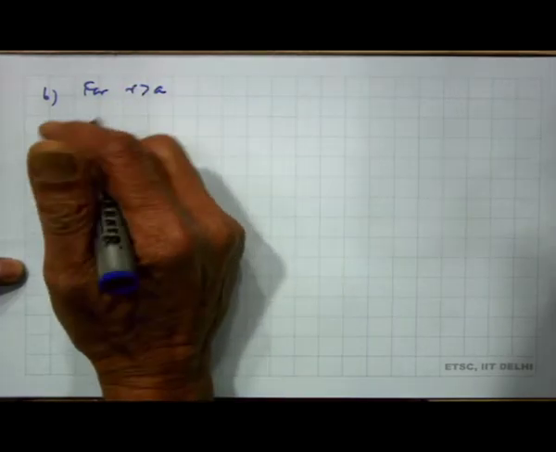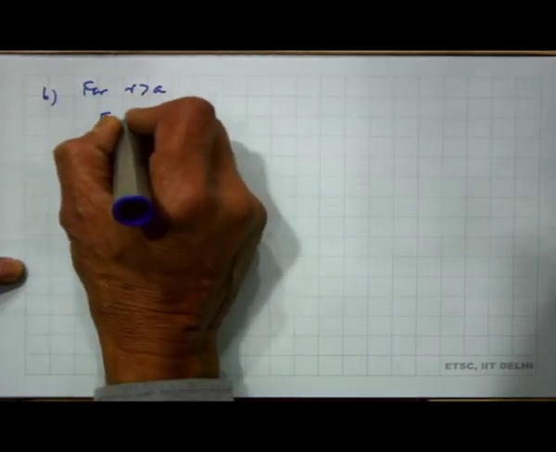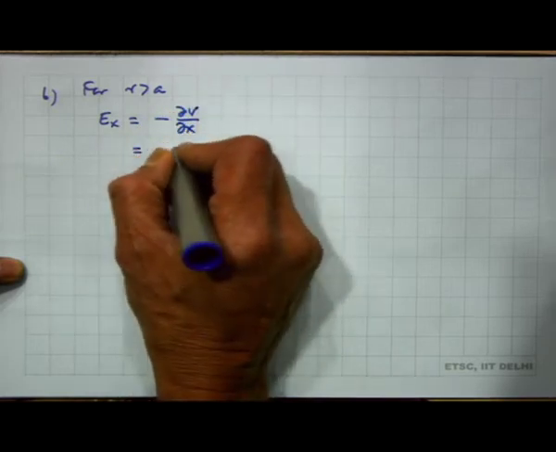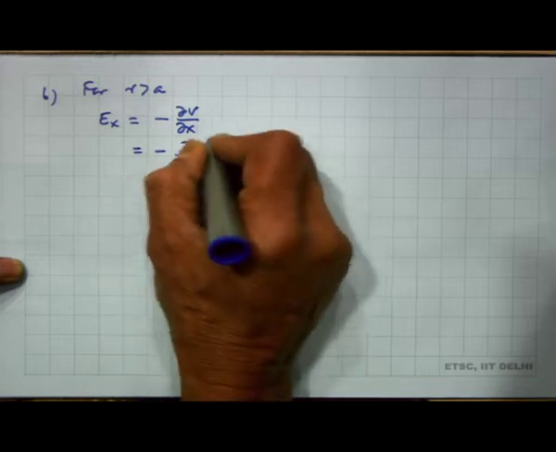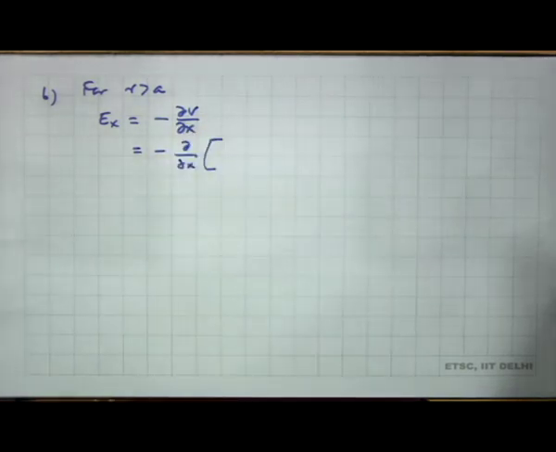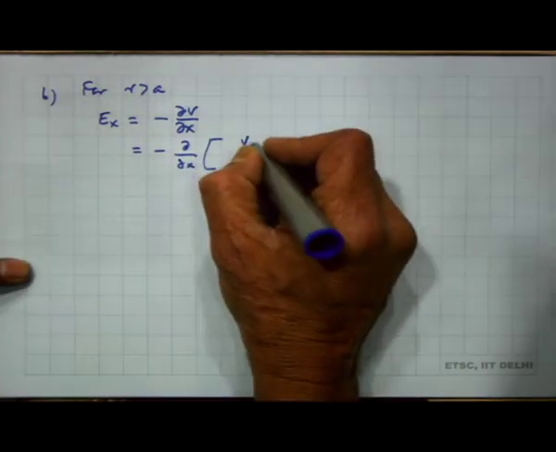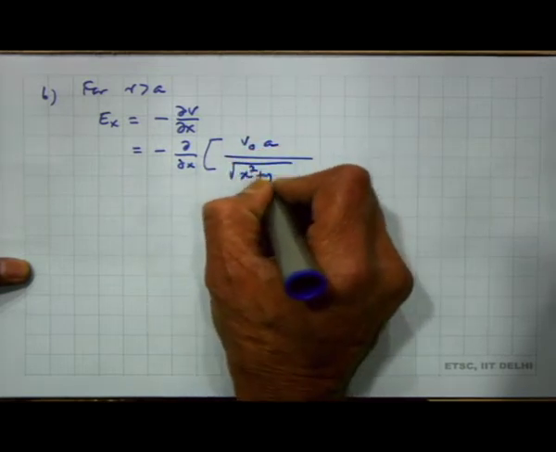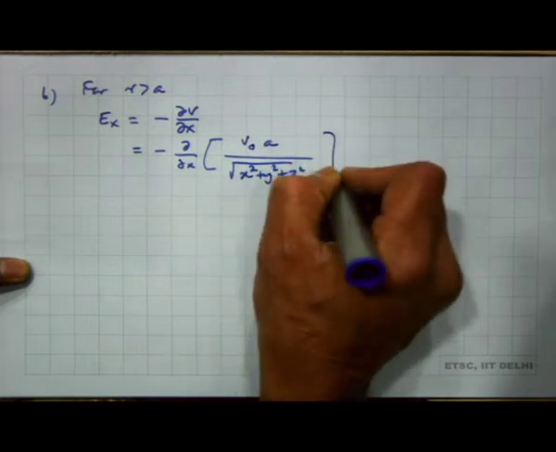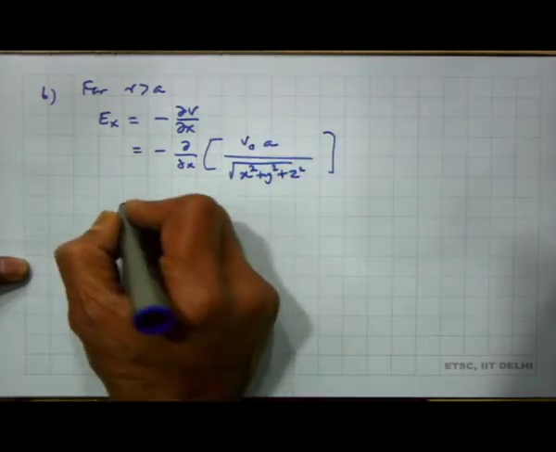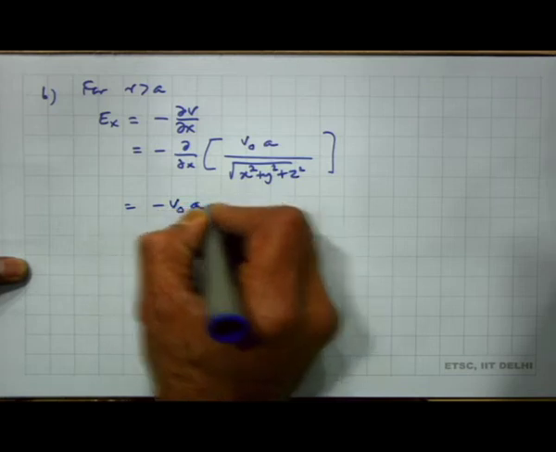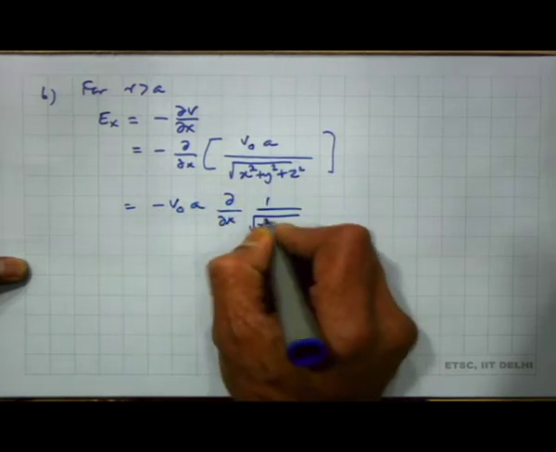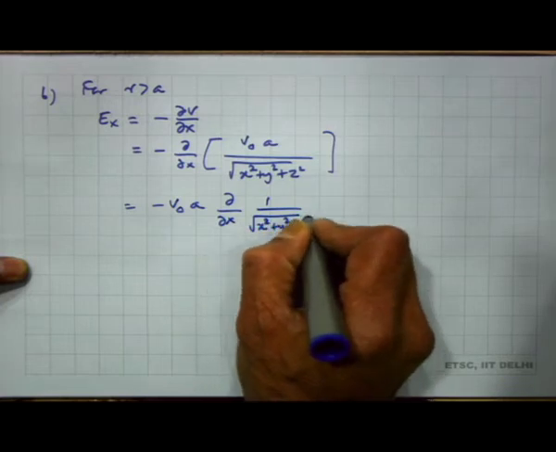Let us calculate the three components. So, E x is equal to minus del V by del x, which is equal to minus del by del x of the potential here, V naught a by square root of x square plus y square plus z square, which is equal to minus V naught a del by del x of 1 by square root of x square plus y square plus z square.